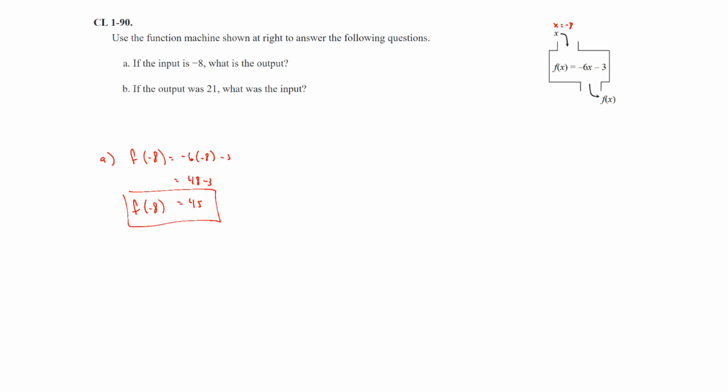If the output was 21, what was the input? So now it's saying, okay, we don't know this. We know the output is 21. So we're going to replace the output with the number 21. So 21 is equal to negative 6x minus 3. We can add 3 to both sides to get 24 equals negative 6x, divided by negative 6. And x is equal to negative 4 when the output is 21.